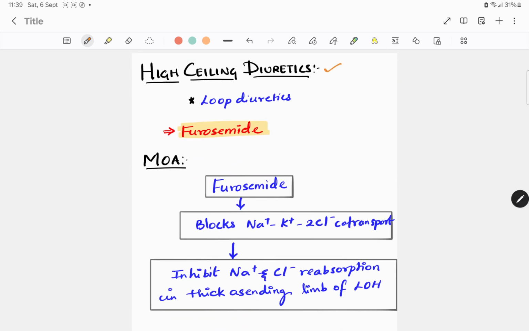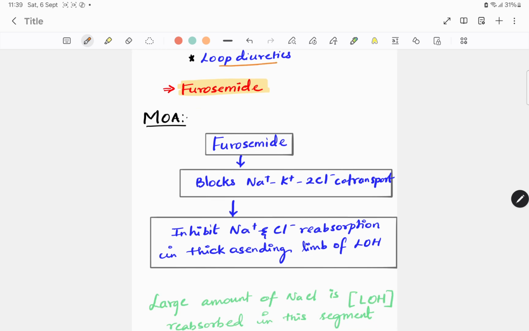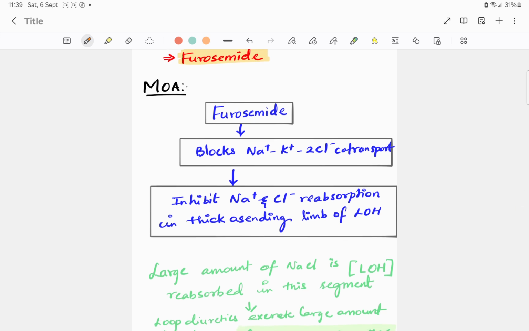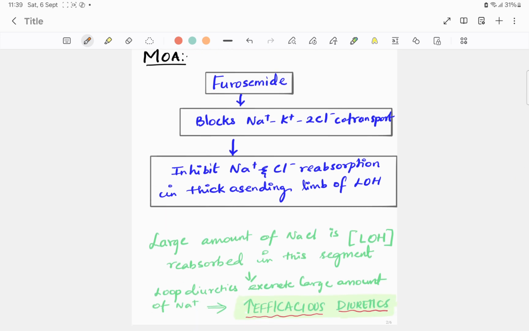Okay, so high ceiling diuretics. These are also called loop diuretics. The drug we are focusing on here is furosemide. So we'll see the mechanism of action of furosemide. Furosemide blocks the Na+ K+ 2Cl- co-transporter. Inhibition of this co-transporter inhibits the Na+ and chloride reabsorption in the thick ascending limb of the loop of Henle.